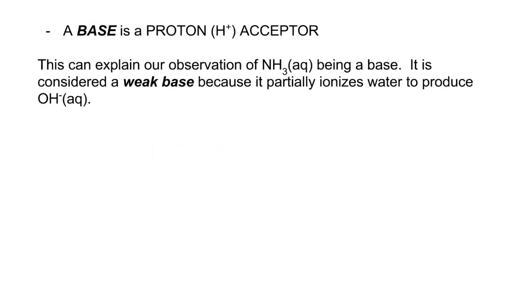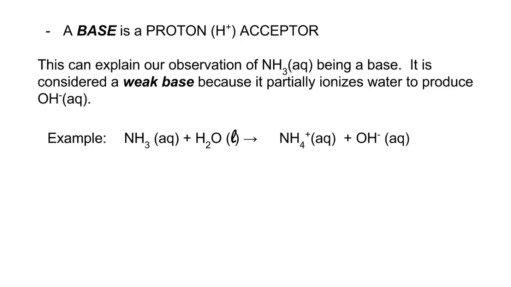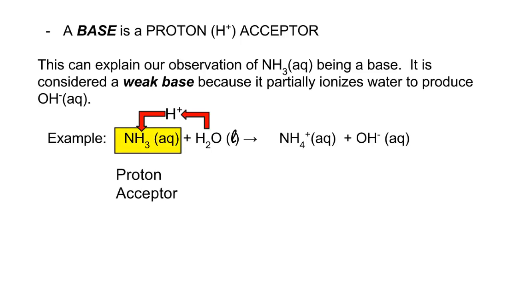A base in terms of Bronsted-Lowry theory is a proton acceptor. This can explain our observation of ammonia being a base. It is considered to be a weak base because it partially ionizes water to produce hydroxide ions. When ammonia reacts with water, it produces an ammonium ion and hydroxide. The proton gets donated from the water to the ammonia. So ammonia is accepting a proton, making it a base in terms of the Bronsted-Lowry theory.